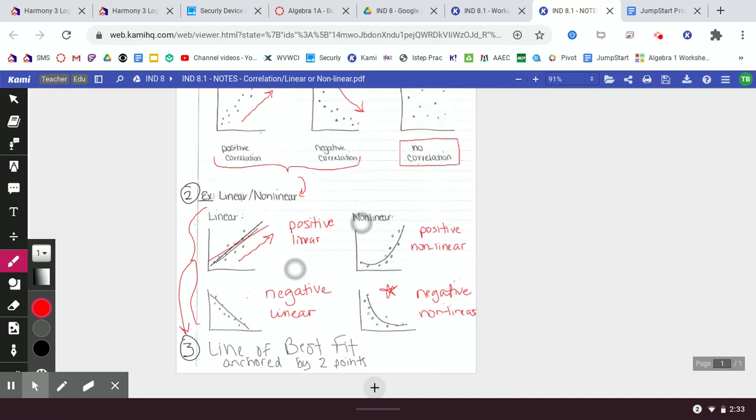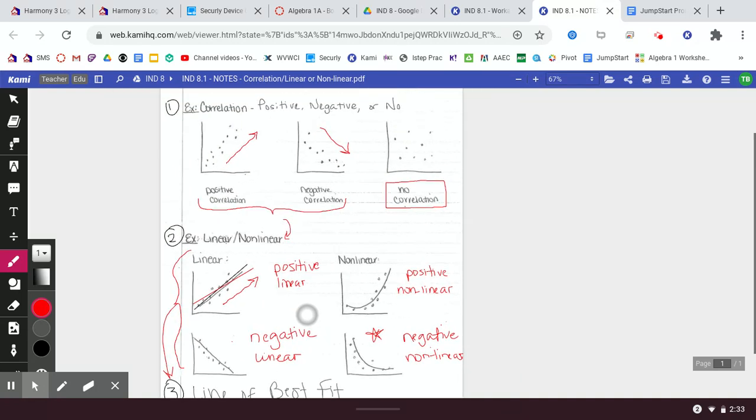So just as a very quick recap, step 1, you ask yourself, is there correlation? If there's no correlation, you're done. You write no correlation and you stop. If there is correlation, you have to identify it as positive or negative. Then you have to move to step 2 and identify it as linear or nonlinear. If it's linear, you go to step 3 and you draw a line of best fit. If it's nonlinear, you leave your answer as positive nonlinear and you do not draw a line of best fit. Make sense? Pretty straightforward. That is literally all there is to day 1.